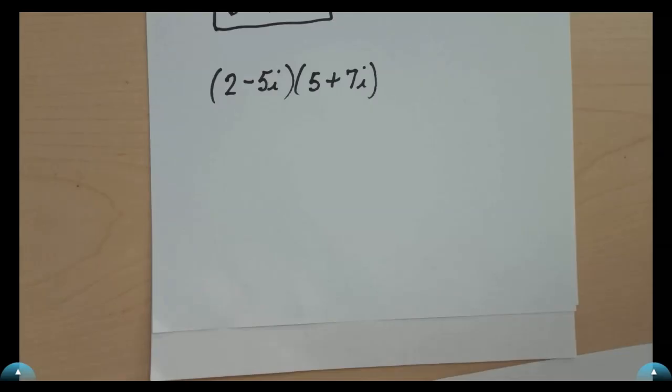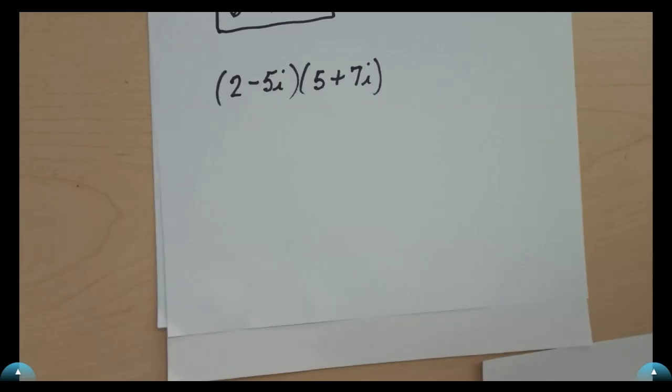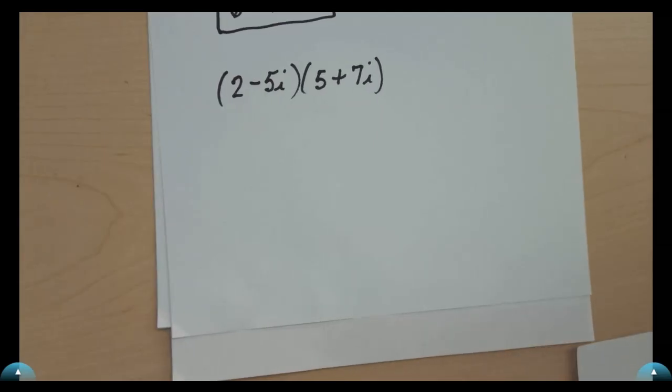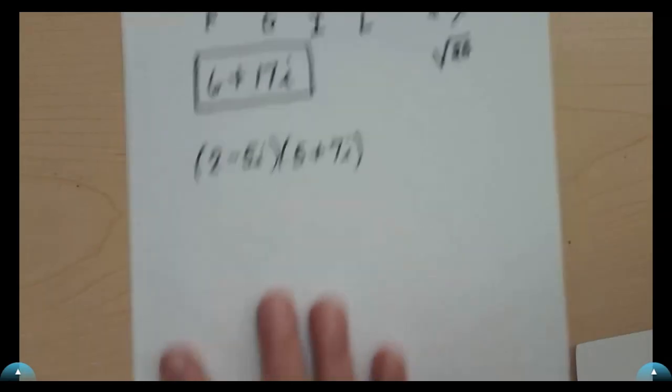Okay, I think I know what it is. If anybody thinks they have the answer, just shout it out, and we'll see if we agree with you or not. Anybody? So I guess I could do this.